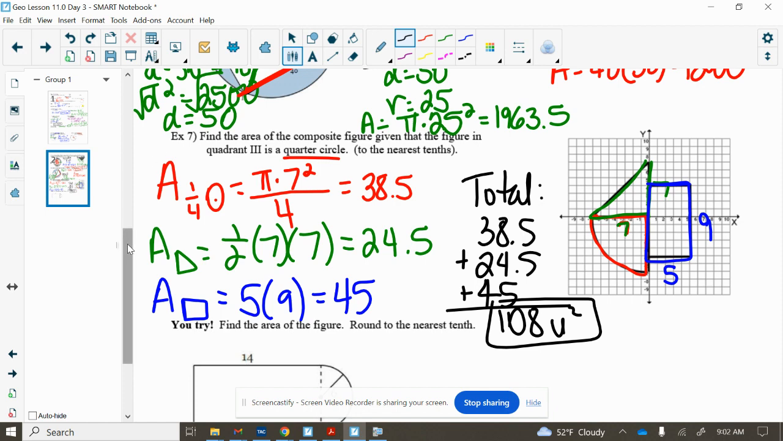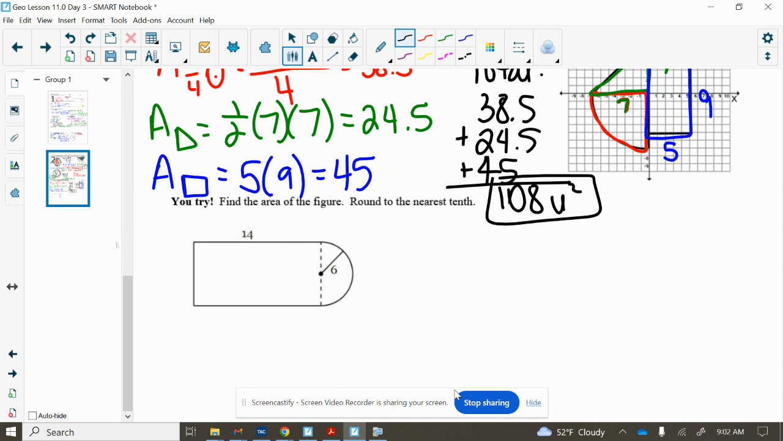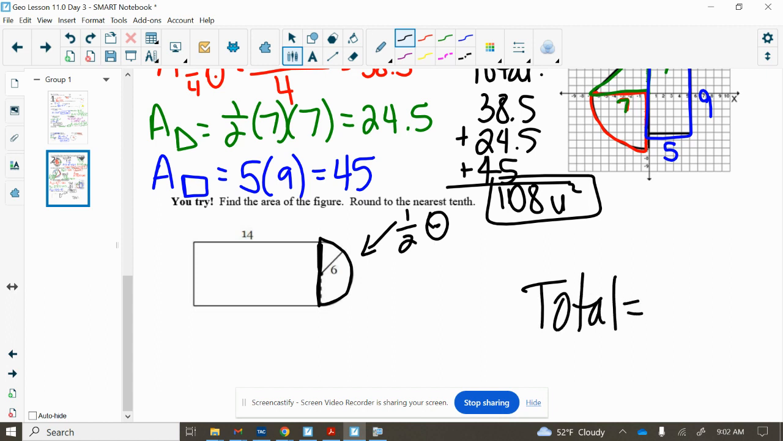All right, for this last one, you are going to find the area of the composite figure. Notice there is the area of a semicircle. So think about half of the area of a circle, given that radius. And a reminder that the radius can also help you find the height of that rectangle. You want, again, the total area of that composite figure.